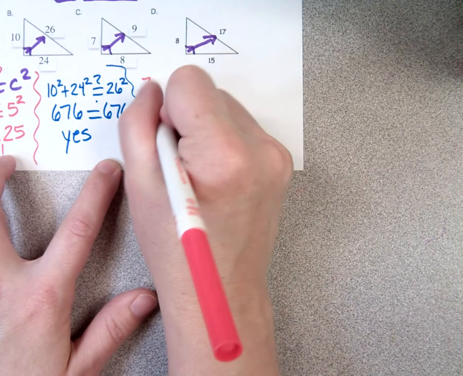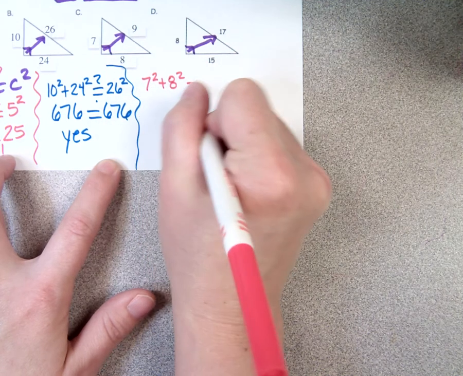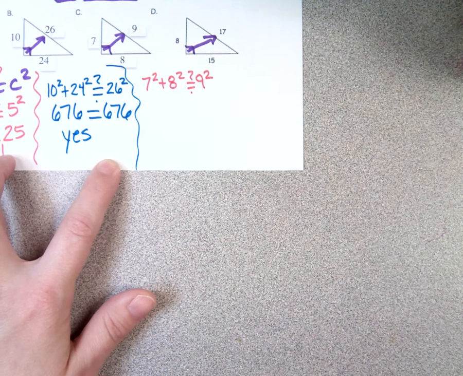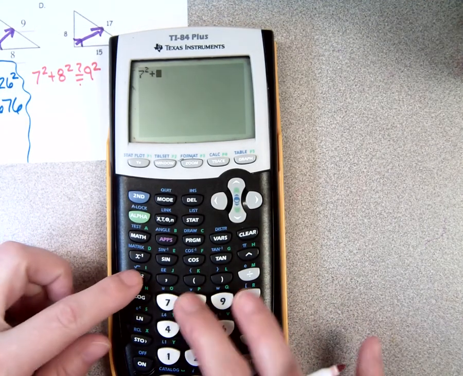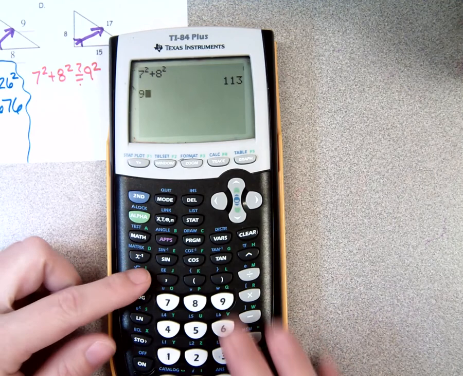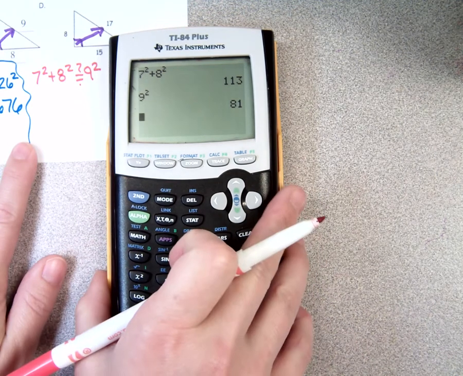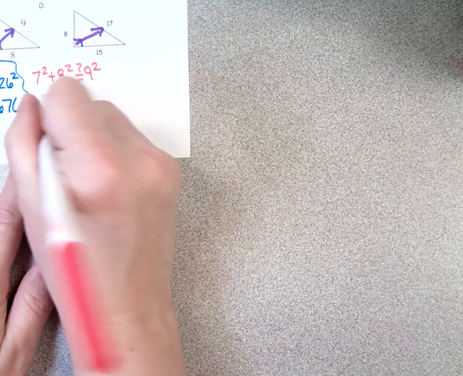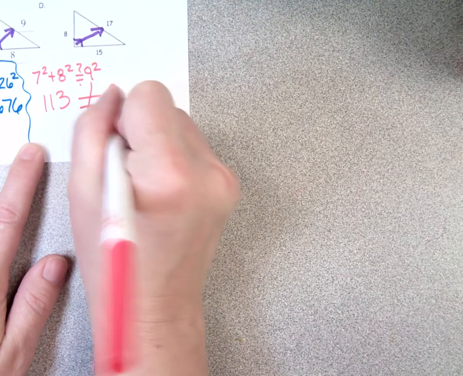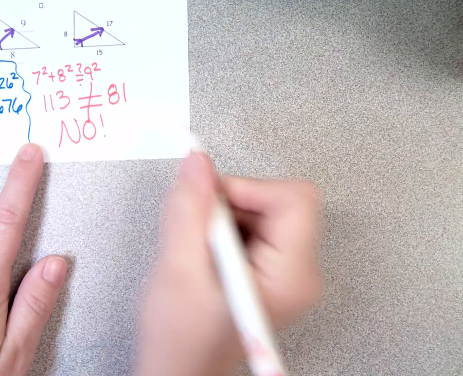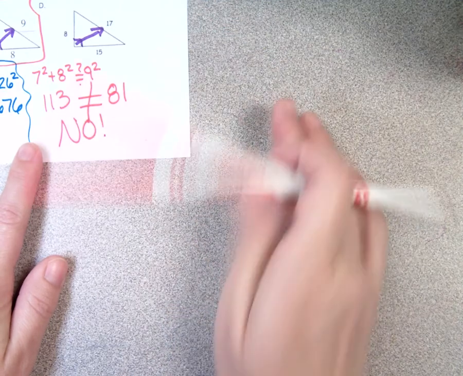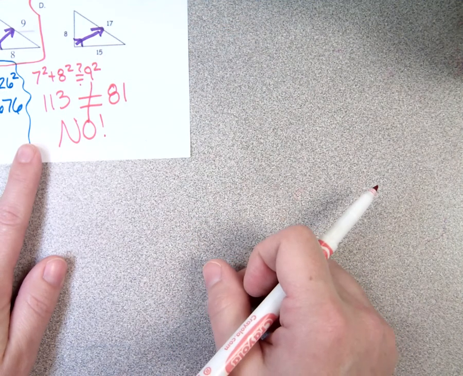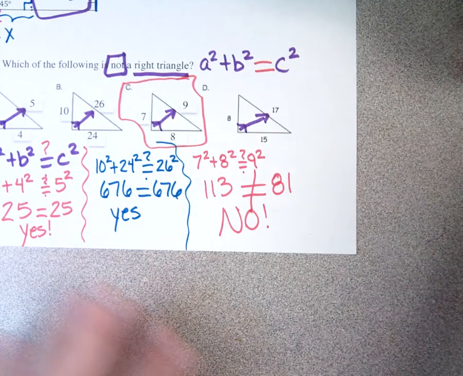Okay, the next one. Let's see if 7 squared plus 8 squared equals our 9 squared. So check it in the calculator. 7 squared plus 8 squared, and then 9 squared. No. 113 does not equal 81. 113 does not equal 81, so no. Which one is not a right triangle? C is not a right triangle. I could test D if I want to, but I guarantee that D works. Okay, C is the problem. That's not the right triangle.